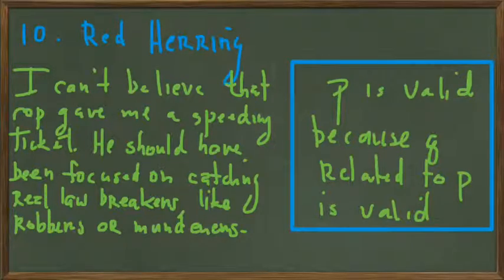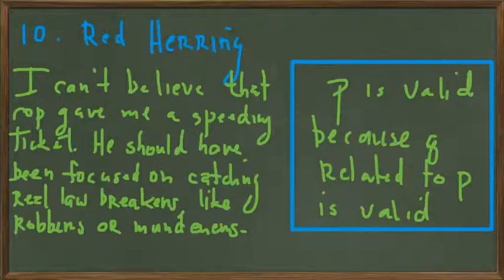I can't believe that cop gave me a speeding ticket. He should have been focused on catching real lawbreakers like robbers or murderers. Well, the argument is the policeman should not have given me a speeding ticket. The support for that was something that we would believe in, but it's not the same thing. Yes, police should be focused on that, but that doesn't mean that the fact that you were speeding should have been overlooked.